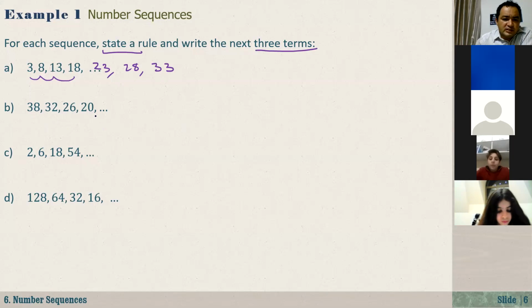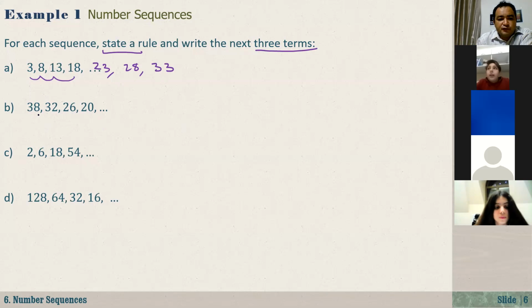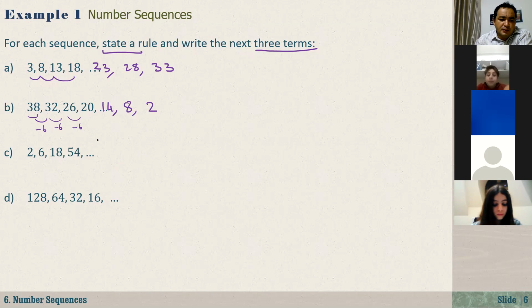Alakbar, how about question B? What is the rule? Minus 6. First, you should say how you are starting your number pattern. You should say start with 38 and subtract 6 to get the next term. So we have 38, minus 6 is 32, minus 6 is 26, minus 6 is 20, 20 minus 6 is 14. What is 14 minus 6? It is 8. 8 minus 6 is 2.